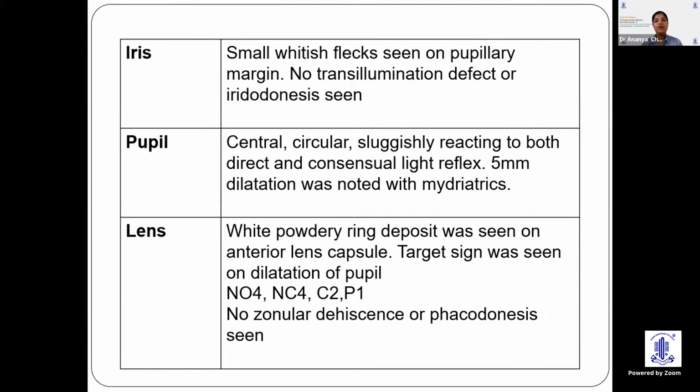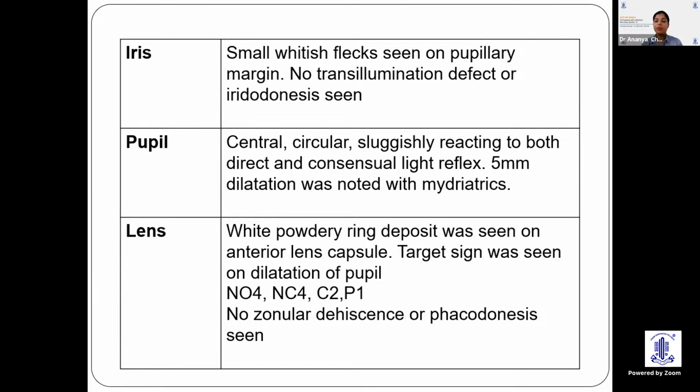Iris showed small whitish flecks seen on the pupillary margin. However, no transillumination defect or iridodonesis was visible. Pupil was central, circular, sluggishly reacting to both direct and consensual light reflex. 5 mm dilatation was noted after application of mydriatics.